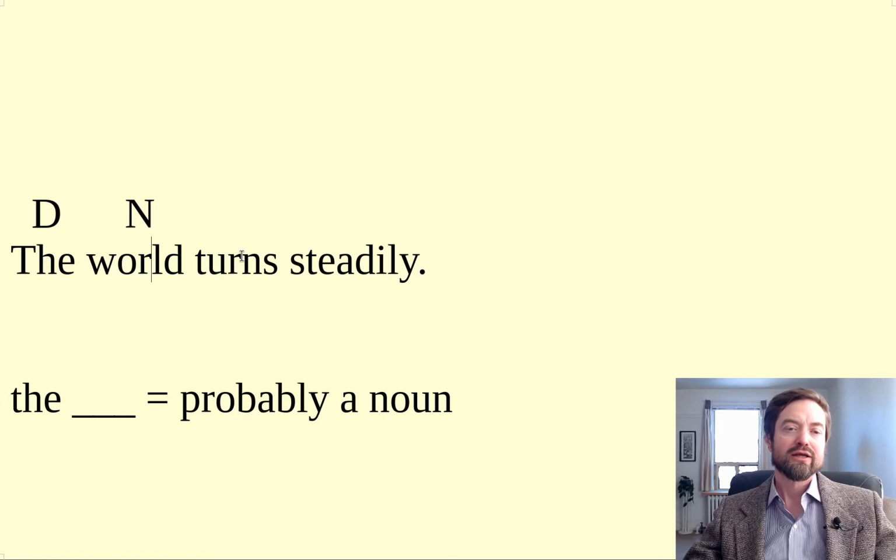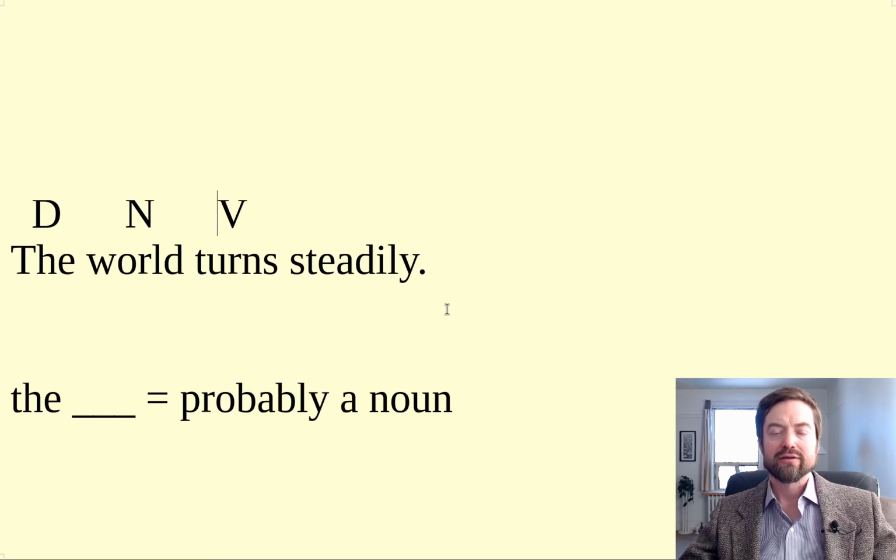Okay, the next one: turns is the verb. One thing to know about verbs is that every sentence is going to have at least a verb in it. So you've got to have a verb somewhere. And verbs can take many different forms. They're not always obvious, but you're going to have to find one. So if you can identify some of the other words, you can narrow down your options. And you can also find alternatives that could fit there.